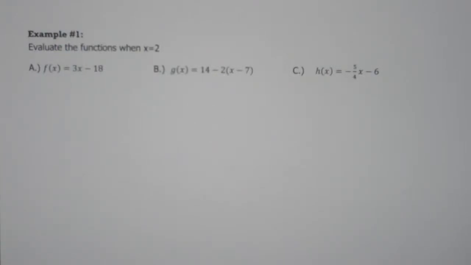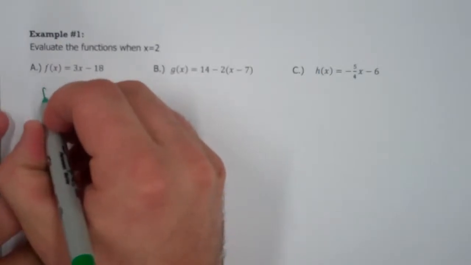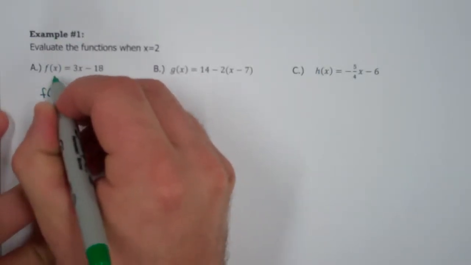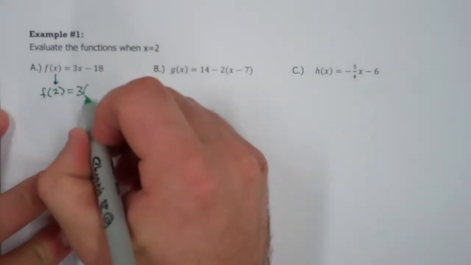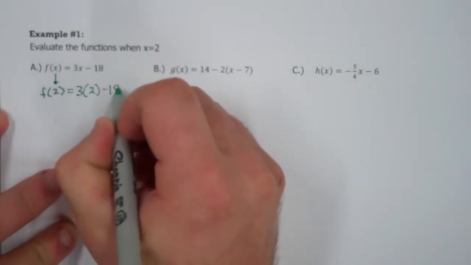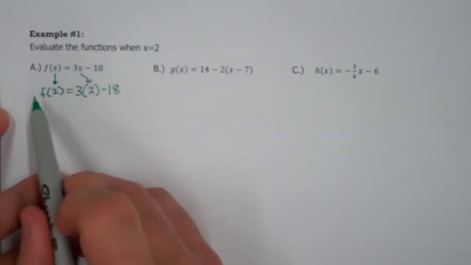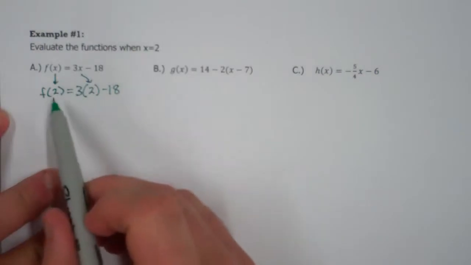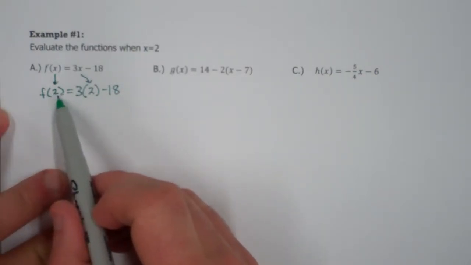In example 1, we need to evaluate the functions when x is equal to 2. So this is function notation. Note that x is 2, so on the left-hand side, we're going to replace x with the 2. On the right-hand side, we do the same thing. It's important that you understand that f at 2 means the output, and it's a single value. F at 2, or f of 2, means the output when the input is 2.